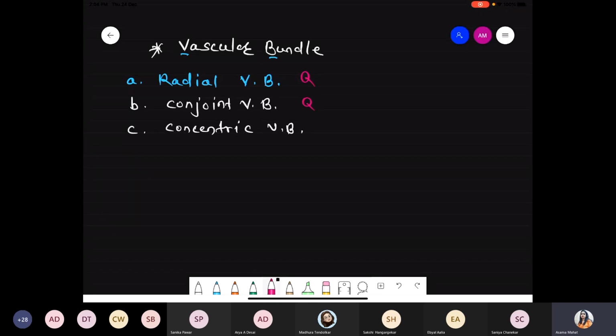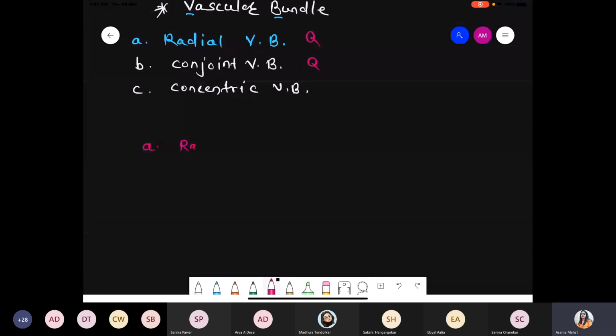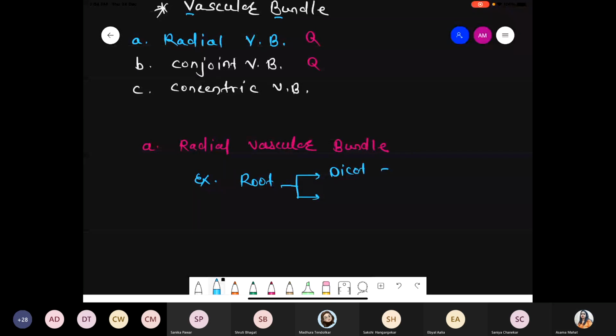So we'll talk about the first type. What is the meaning of the radial vascular bundle? Radial, you know very well, means having a radius, having a diameter, like a circular structure. Radial vascular bundle is mostly present in the root of dicot as well as the root of monocot.